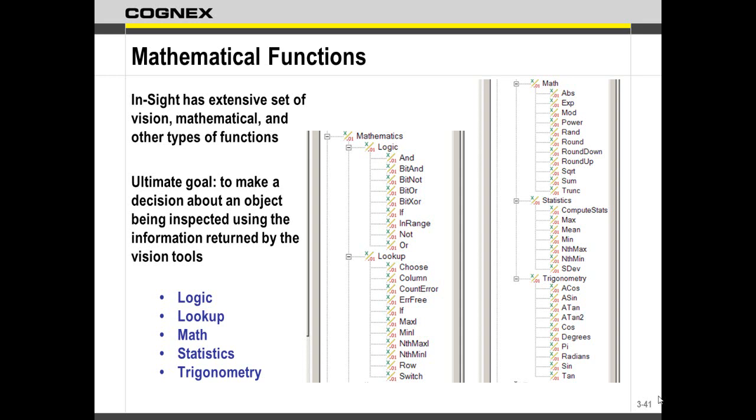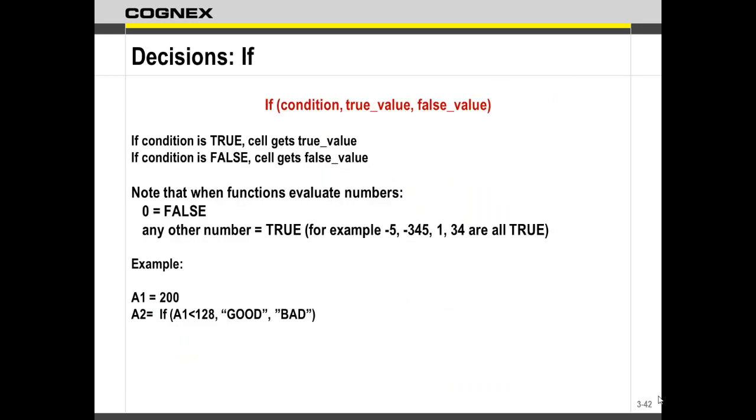Now we have a whole set of mathematical functions. We have logic, we have lookup. I like to call lookup tools kind of insight tools because they tend to be functions that were created for insight to make life a lot easier for us, but they weren't sure where to put them, so they threw them inside the lookup functions. We also have math, so if you want to do random or exponential or anything you want to do. We also have statistics and our trigonometry tools. So what we want to concentrate on right now is our logic tools.